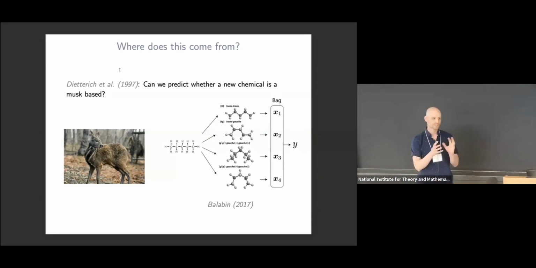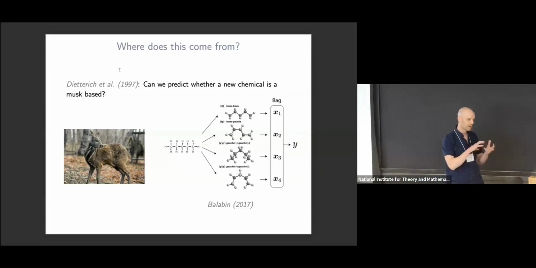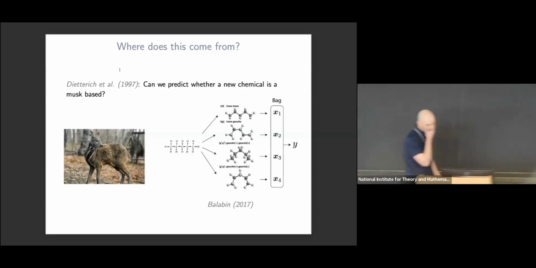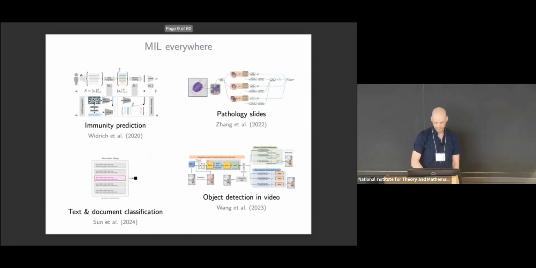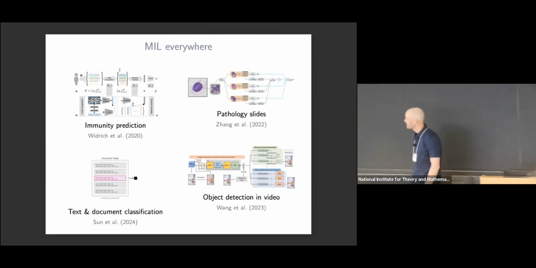It's assumed that there's maybe one there that's really causing it to have that odor. We just see whether the whole bag as a whole is a musk, or how much of a musk it is. So that was how they thought about this problem, and that gave rise to this multiple instance learning framework. And it's since become quite a pervasive idea in machine learning.